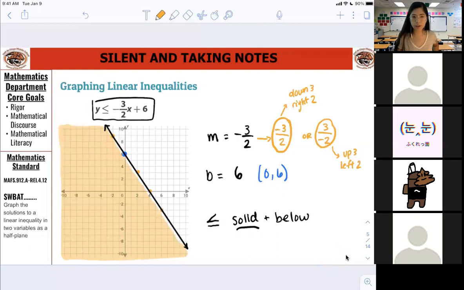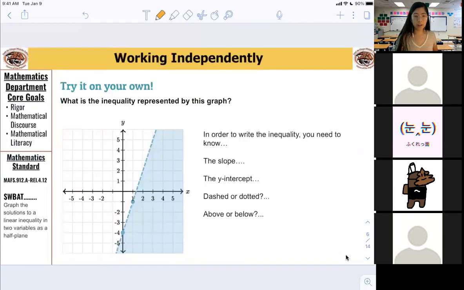All right, so go ahead and try one on your own. In this case, you're not going to get to graph it, but you're going to look at a graph and then figure out what the inequality is. So it's kind of backwards of what we just did. And I have a couple of questions that'll help you get to that answer, okay?